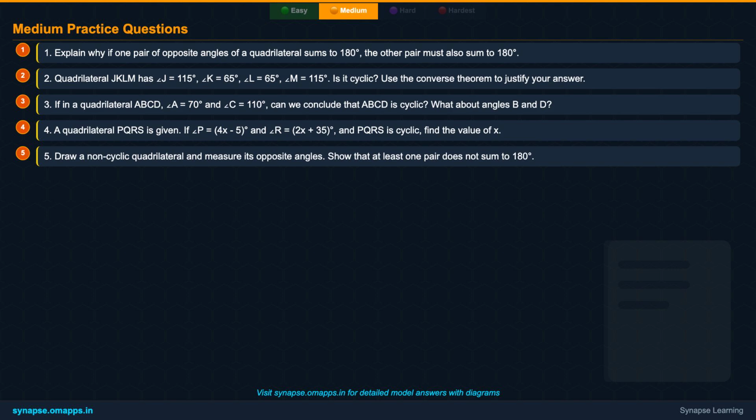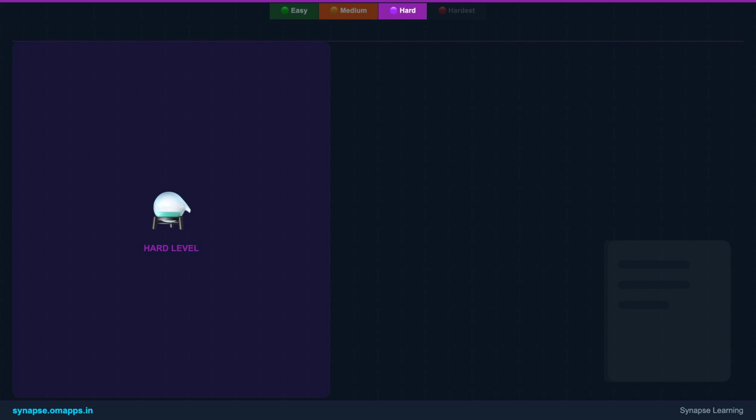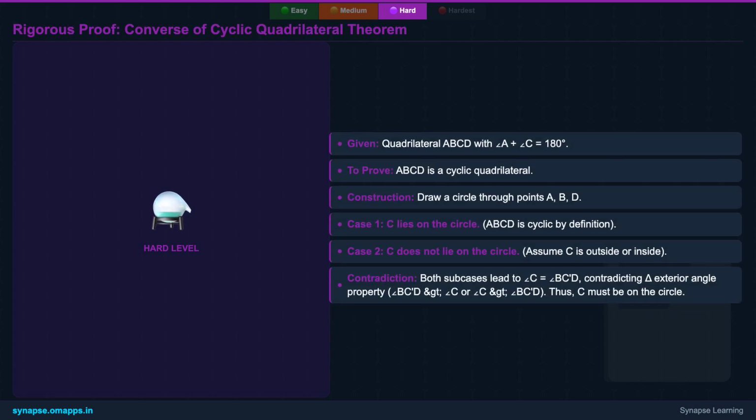Good luck with these. Welcome to the hard level. Here, we'll delve into a detailed proof of the converse theorem and explore its connections with other crucial circle theorems. Let's meticulously unpack the proof of the converse theorem using contradiction.